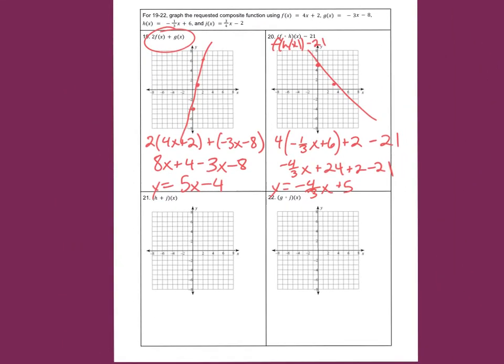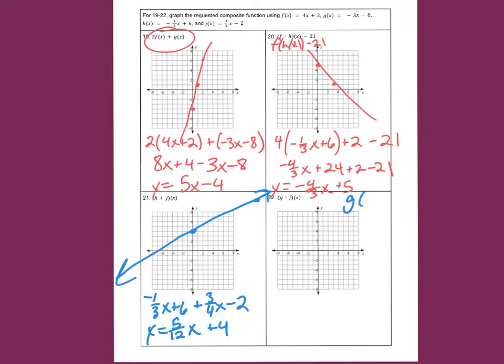h plus j of x is going to give me h of x, which is negative 1/3 x plus 6, plus j of x, which is 3/4 x minus 2. Okay, we're adding these things together. So negative 1/3 plus 3/4. I'm literally just going to type that in a calculator. Negative 1/3 plus 3/4. Use that ABC button. Gives me 5/12 x. And then 6 minus 2 is just 4. So my slope is 5/12. It looks like that's not even going to be on this graph. It would be way up here, but it would be a line to look like that.